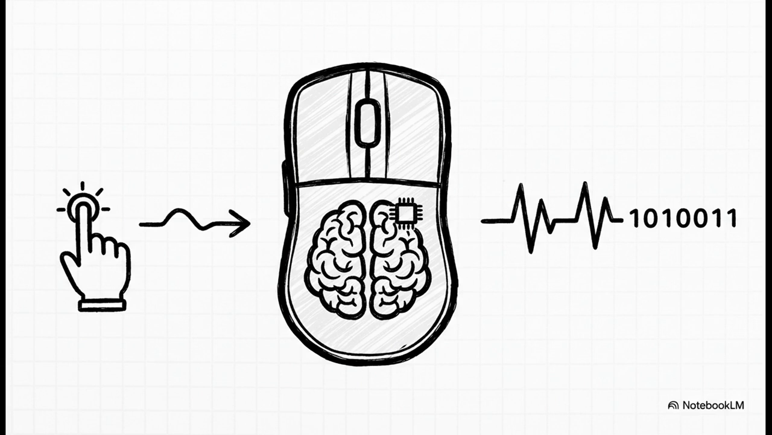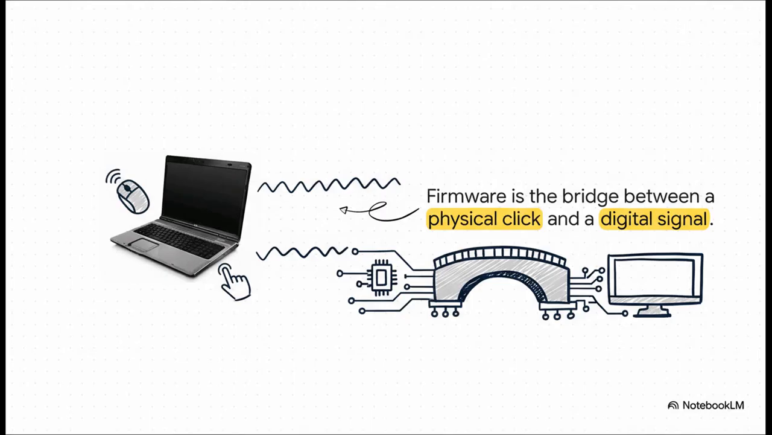The particular firmware we're looking at here is called IRAP, and its entire reason for existing is to be that perfect official translator. So, yeah, the firmware is the bridge. It's the magic piece in the middle that takes a physical action, like you clicking a button or spinning the scroll wheel, and transforms it into a clean, digital signal that the computer gets in a flash. Physical world to digital world, right there.